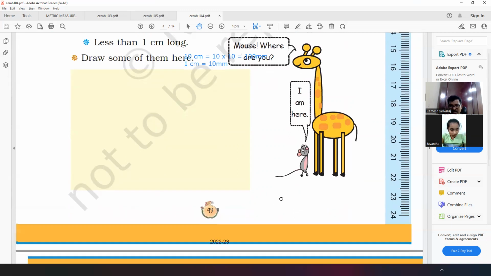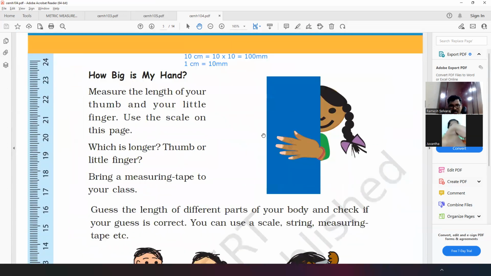Now let's go to the next page. We will see what's there. You see here, how big is my hand? Measure the length of your thumb and your little finger. Use the scale on this page. Which is longer? Can you tell me which is longer, thumb or little finger? Not the thumb. The little finger is longer.